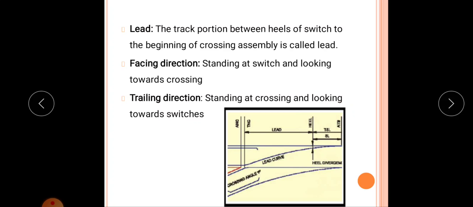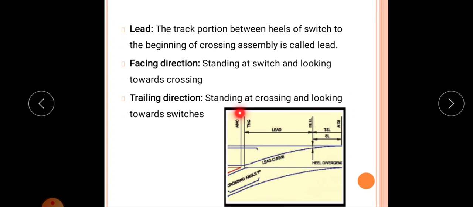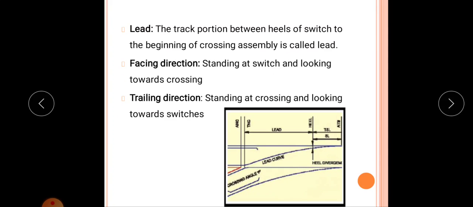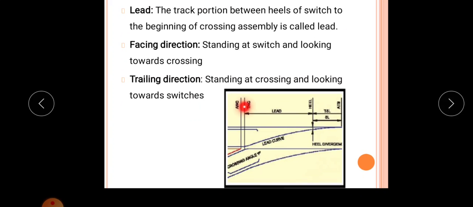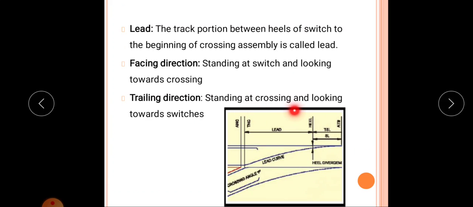Okay, then trailing direction means standing at the crossing and looking towards the switches. So here it is the trailing direction. Facing direction means we are standing at the switch and looking towards the crossing, and that is this direction. And trailing direction means standing at the crossing and looking towards the switches, that is, this is the trailing direction.